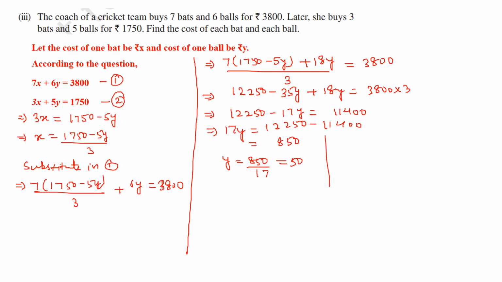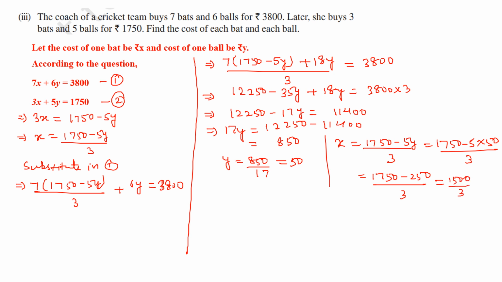Now let's put the value of y as 50 in x equal to (1,750 minus 5y) by 3. So it will become (1,750 minus 5 into 50) by 3, which will further give me (1,750 minus 250) by 3, which is 1,500 by 3, and it will give me 500. So from here I can say that the cost of one bat is 500 rupees and the cost of one ball is 50 rupees.